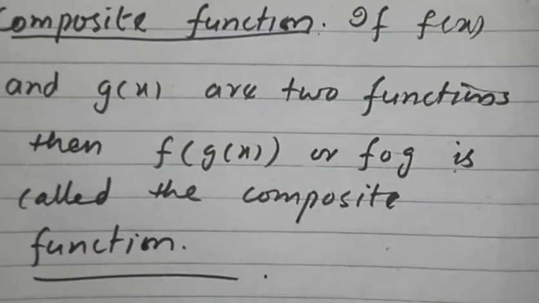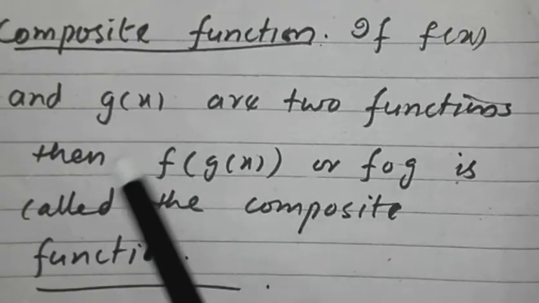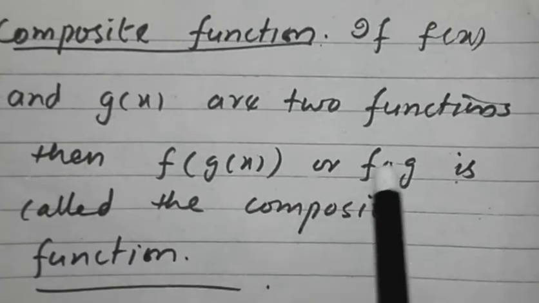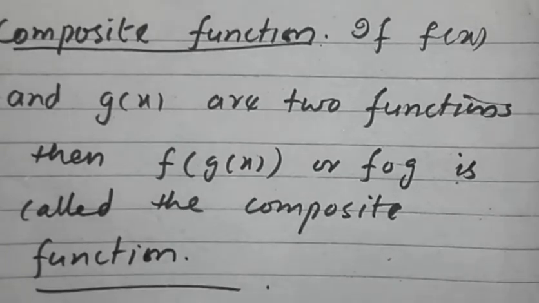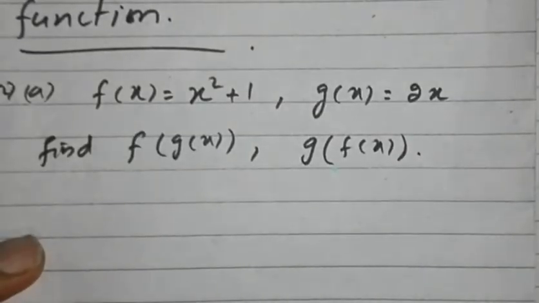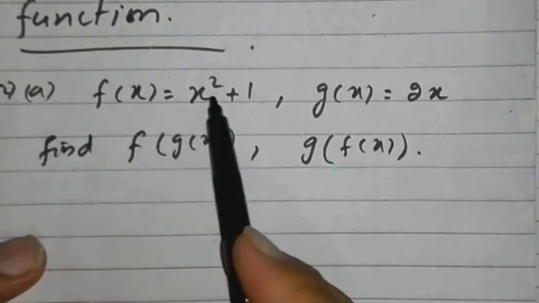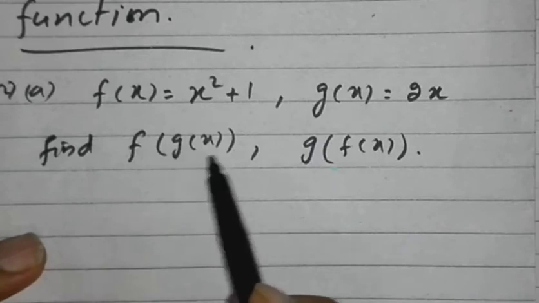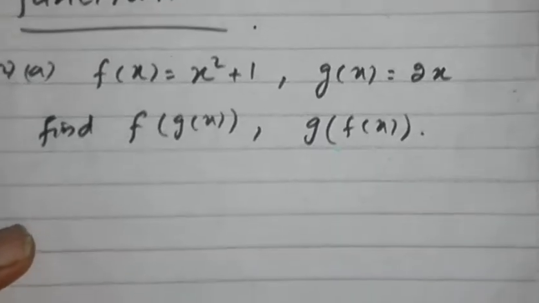Composite function. If f of x and g of x are two functions, then f of g of x, or f of g, is called the composite function. Come to the exercise. Question number 4, part A. f of x is equal to x square plus 1, g of x is equal to 2x. Find f of g of x and g of f of x.